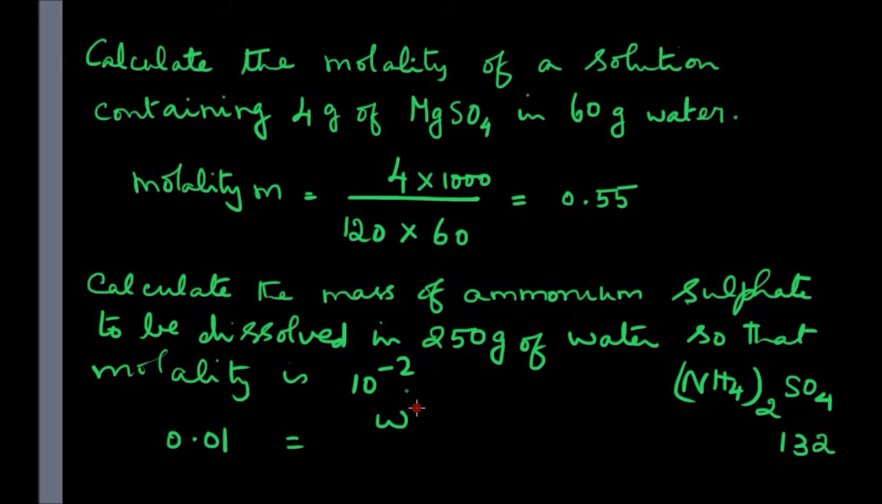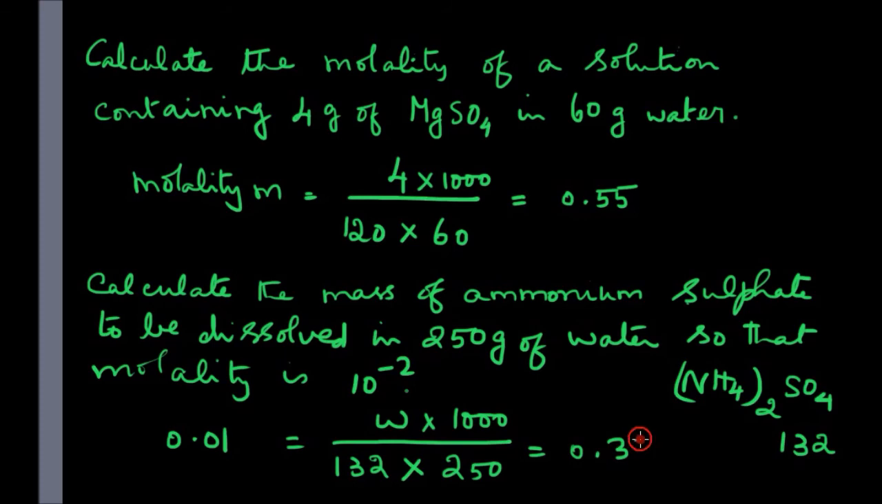Mass of ammonium sulfate. Molar mass you know is 132 into, and what is the mass of solvent? 250. So that is 250 by 1000 or 0.25. You can substitute it as you like. And then when you simplify, keeping the w here, take the rest over there. You can do the calculation yourself and check if you get an answer of 0.33 gram. With these two problems, I think the concept of molality should be clear to you.